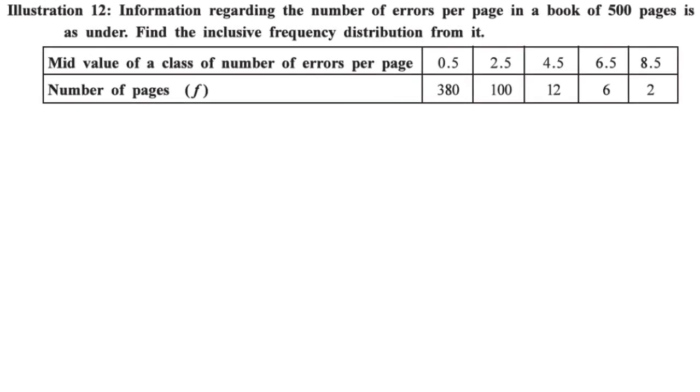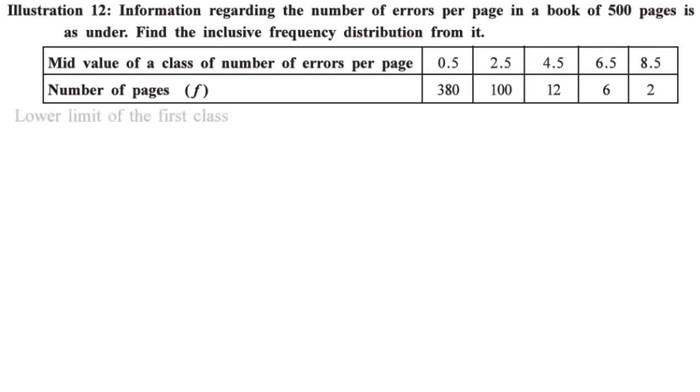Next is illustration 12. Information regarding the number of errors per page in a book of 500 pages is as under. Find the inclusive frequency distribution from it. Okay, we have the mid values of all the classes, and we also have the number of pages. Okay, this is not a cumulative frequency method, this is converting mid values into regular classes. But the catch here is that we don't need exclusive classes, we need inclusive classes.